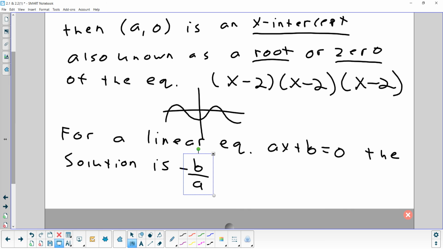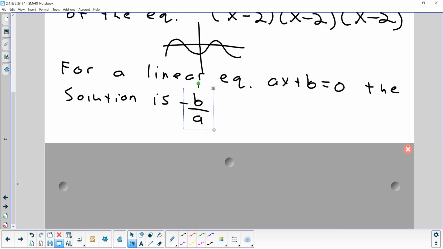So can a line that's not horizontal cross the x-axis more than once? Mike? No. No matter how, I mean, if it's horizontal, it could be right on the axis, but if it's vertical, it's only going to cross once. If it's on a diagonal, it'll only cross once. Right? That's why I wrote the solution, the only solution, is negative b over a.